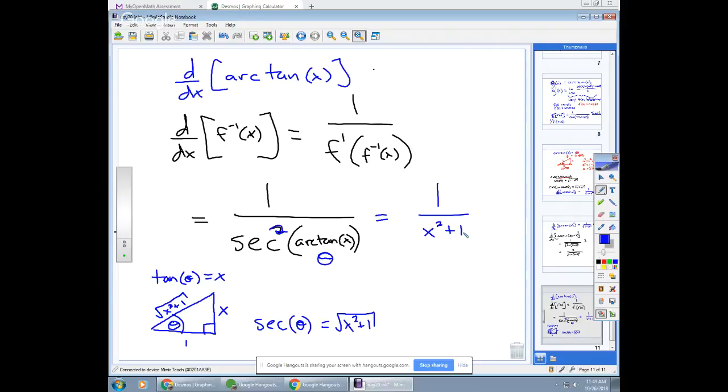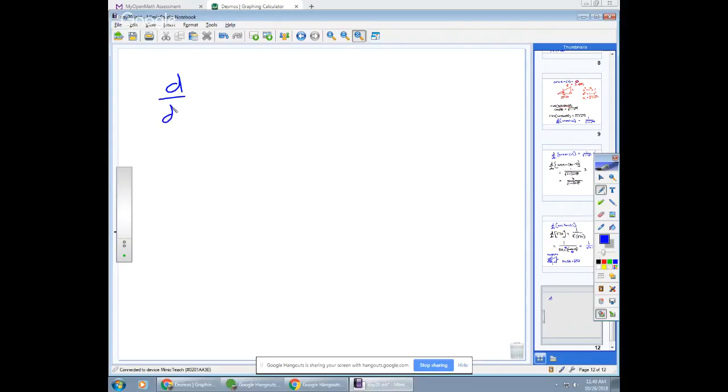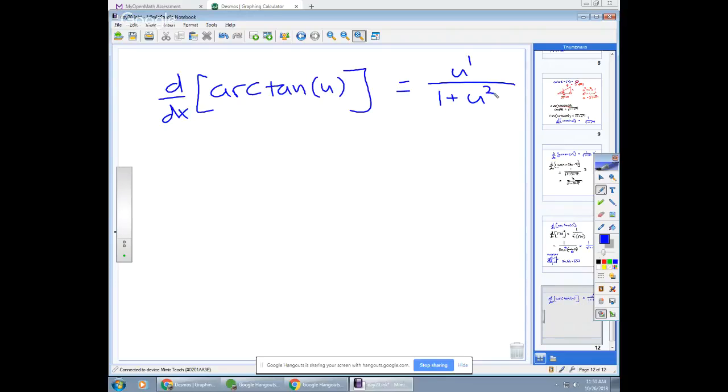I need to make a list of all these. Yeah, we'll make a list of those next class. Or you could do it this weekend. The chain rule applies. So if we had something like the derivative with respect to x of the arctangent of u, then it's going to end up being u prime over 1 plus u squared.